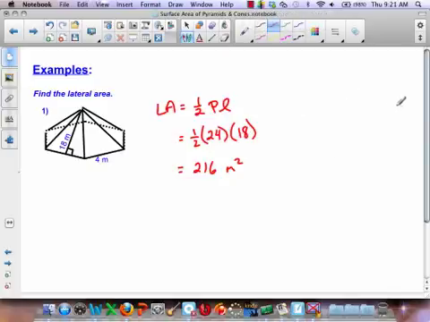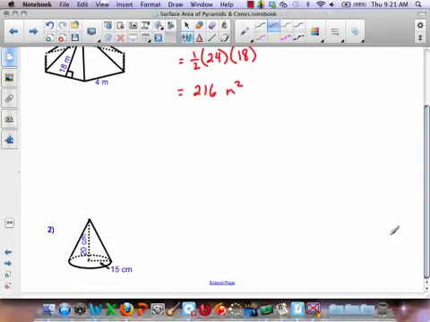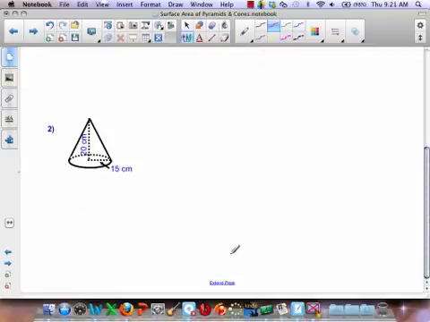Alright, let's take a look at number 2. What shape do we have on number 2? Cone. How do you find the lateral area for a cone? 1/2 times 2 pi r times l, or just simply pi r l. Okay, let's get going. What's my radius? 15. Okay, what's my slant height?